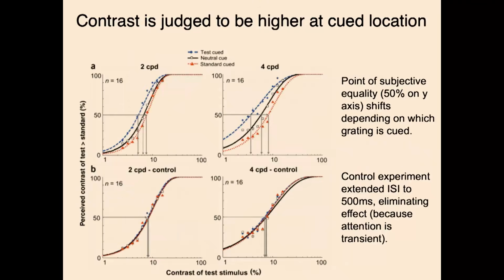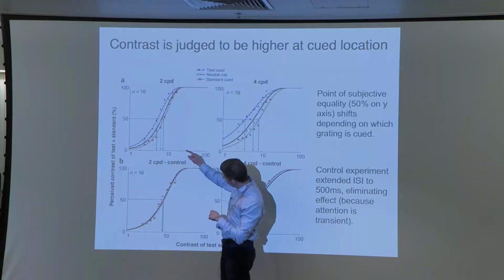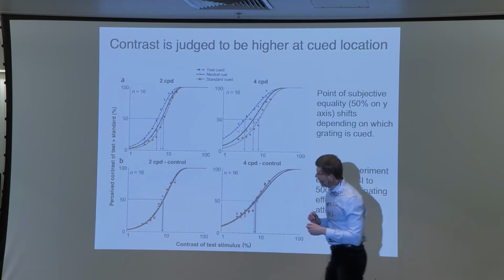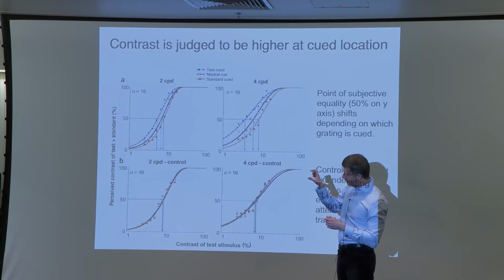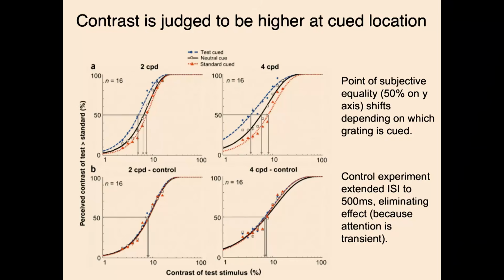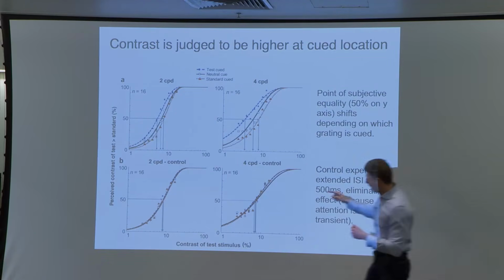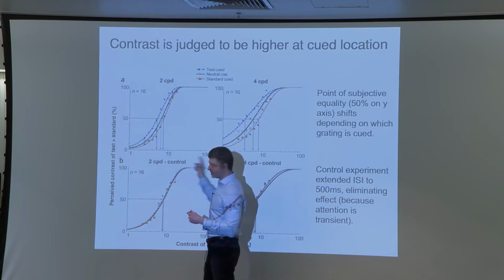All right, so here's the results graph. Let's walk through this, okay? So the y-axis here, just focus on this particular panel. The y-axis is plotting the proportion of trials on which people report that the contrast they perceive of the test is greater than the standard. The standard is the one that's always fixed, and the test is varied. And the x-axis is the contrast of the test.